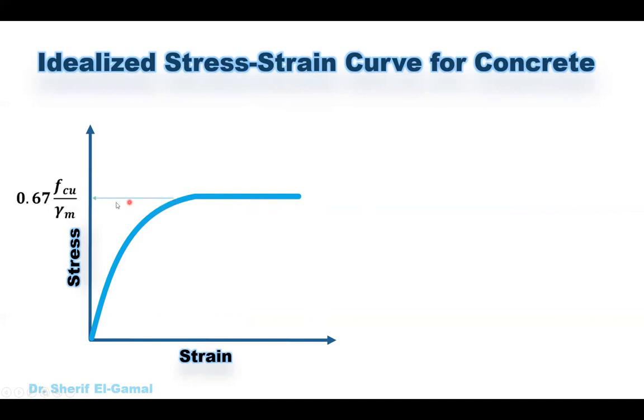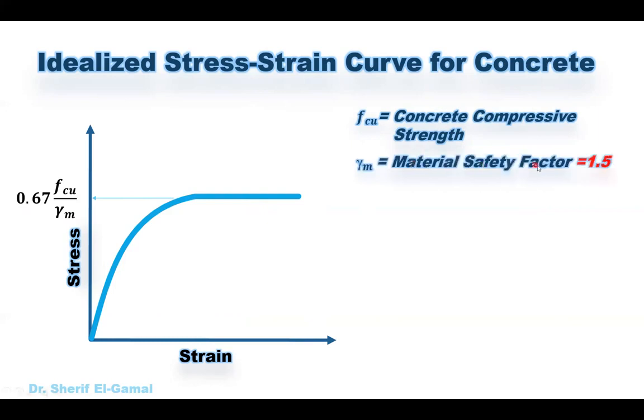The maximum value here according to the BS code equals 0.67 FCU divided by gamma M. So what is the FCU? It is the concrete compressive strength of the concrete cube. And the gamma M is a material safety factor. According to the British standard, the material safety factor equals 1.5 for concrete in flexure under compression.